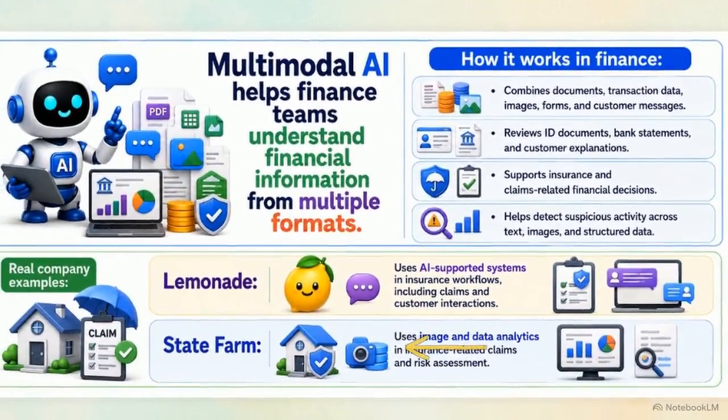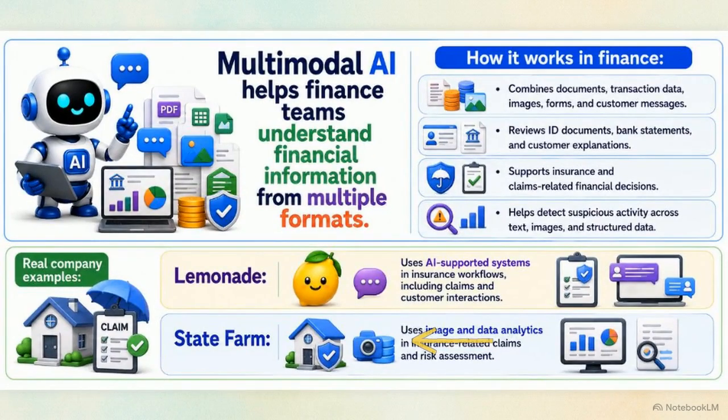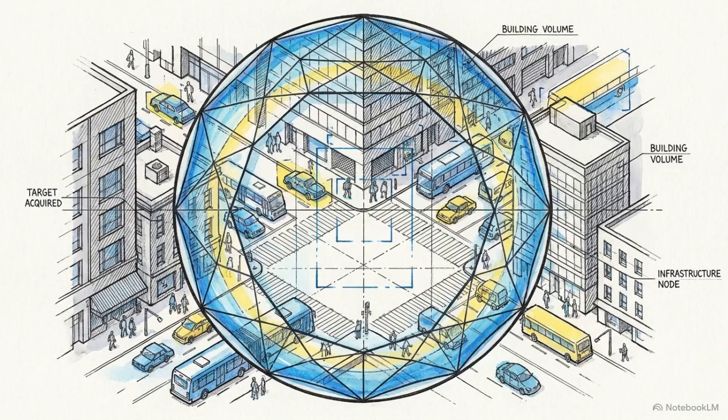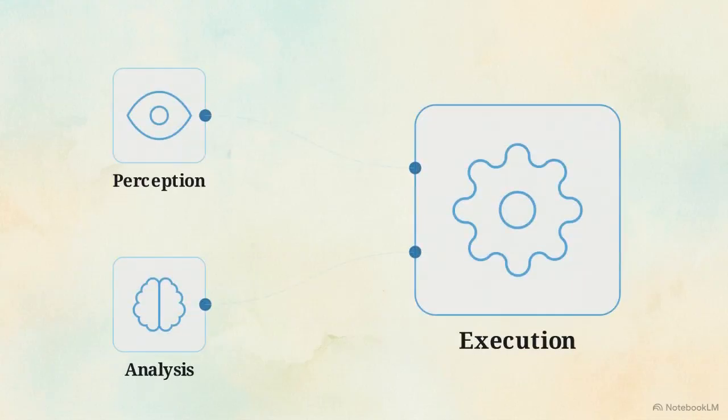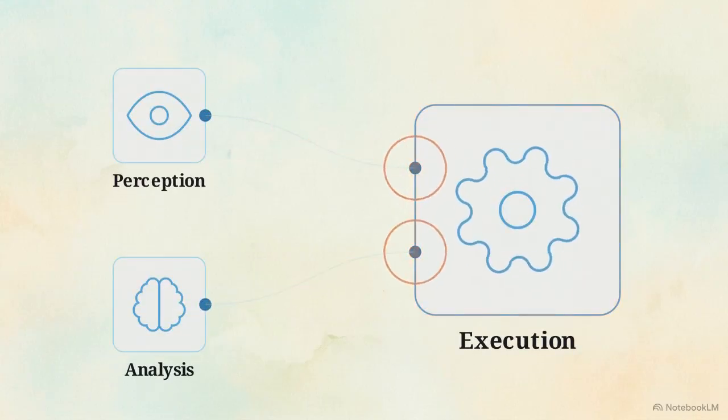Insurance firms like Lemonade and State Farm integrate visual data analytics to instantly cross-reference physical property damage images with written claims. Multimodal architecture widens the system's intake aperture. It allows the firm to process the physical world, not just a database. Perception and analysis now transition into active software execution.